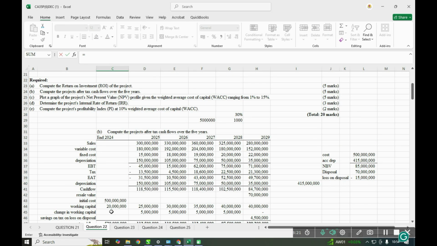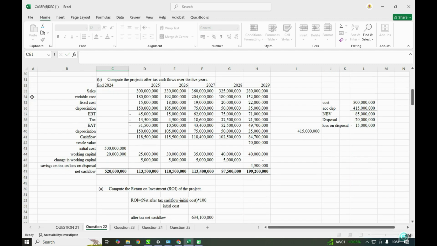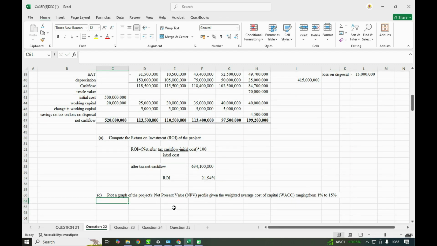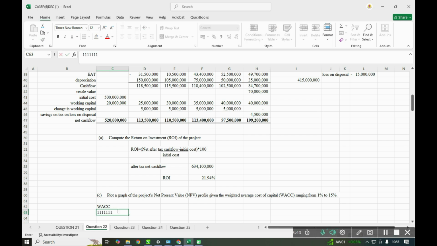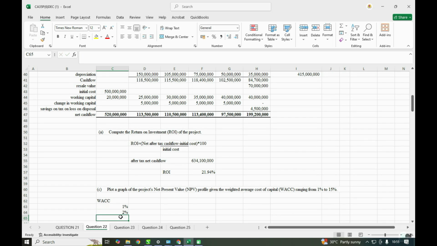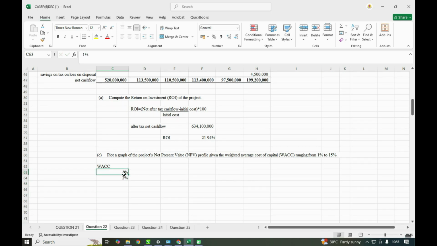Then the other part was part C, where we are supposed to plot a graph of the project net present value profile given the weighted average cost of capital ranging from 1% to 15%. So here we shall have our WACC, 1 to 15. We shall have 1%, then 2%, in that order, up to 15%. We shall drag this up to 15.